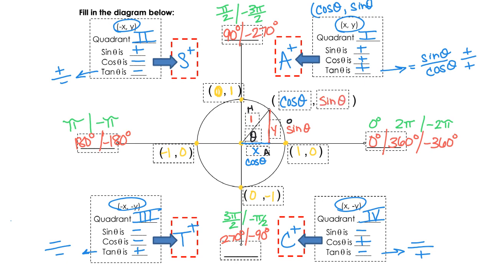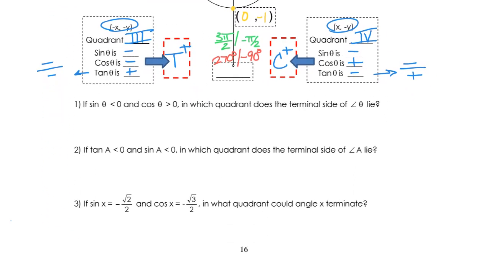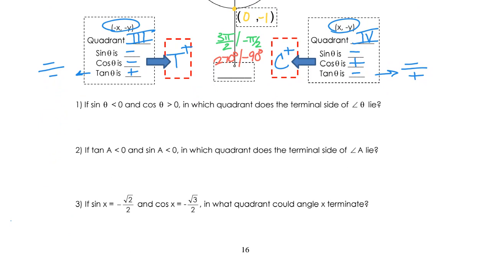Okay, and that is how we fill in our diagram so that we can start using it. Okay, so we're going to head down. And in number 1, it says if sine theta is less than 0, and cosine is greater than 0, in which quadrant does the terminal side of angle theta lie? So what they're asking, okay, we're going to set up our little A plus, all students take calculus. So they're asking about the signs there. And so we're always going to write down all students take calculus.